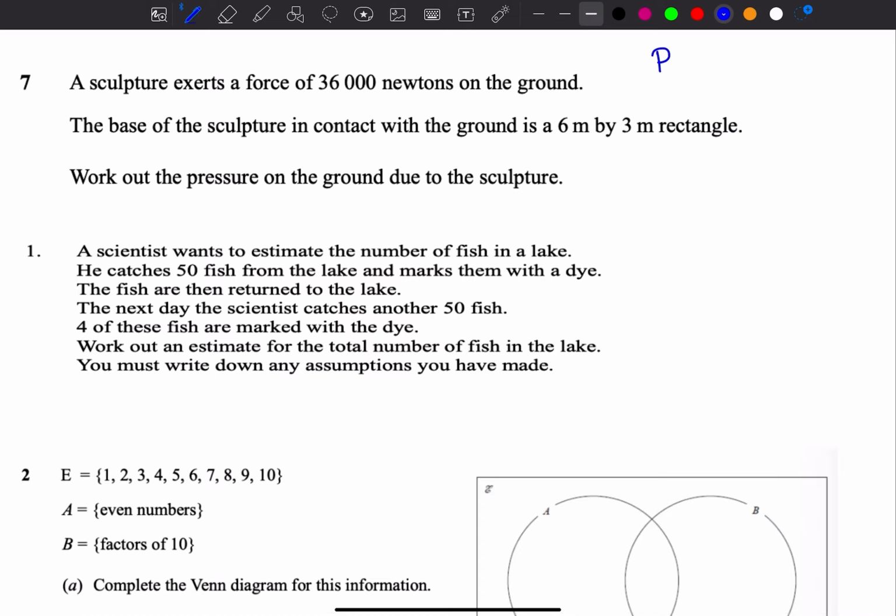Next one, pressure. You should know the formula is force over area. They want pressure. Force is given, 36,000, divided by, what is the area? Area of a rectangle, 6 by 3, which is 18. Okay, 6 by 3 is 18. Divided, pressure is 2,000.